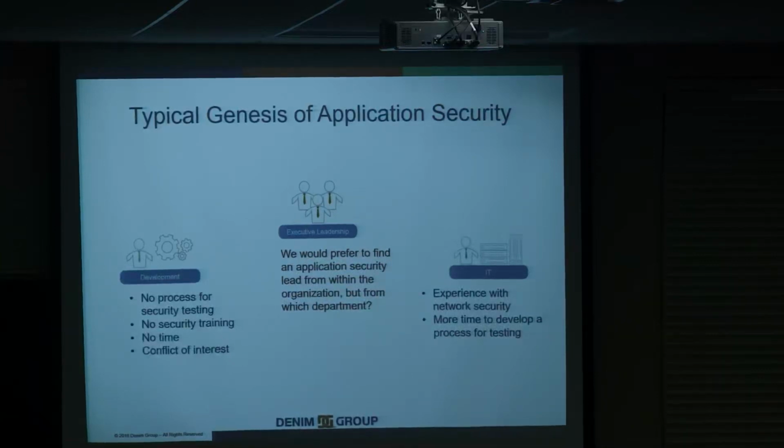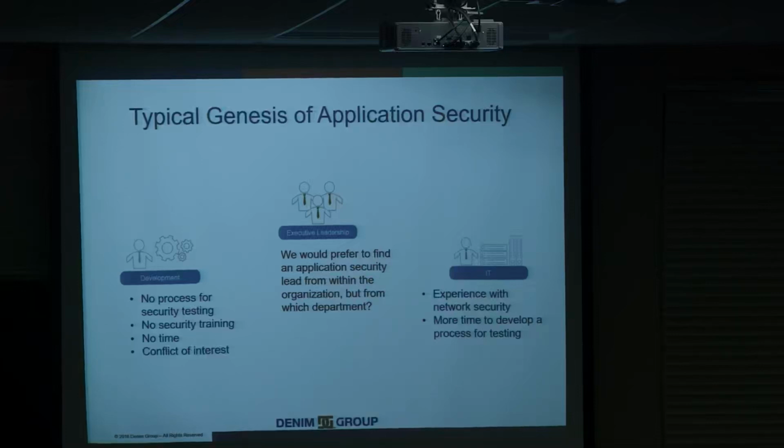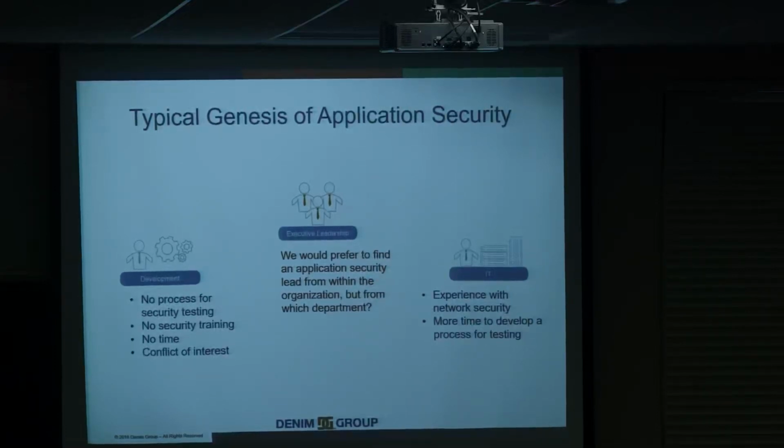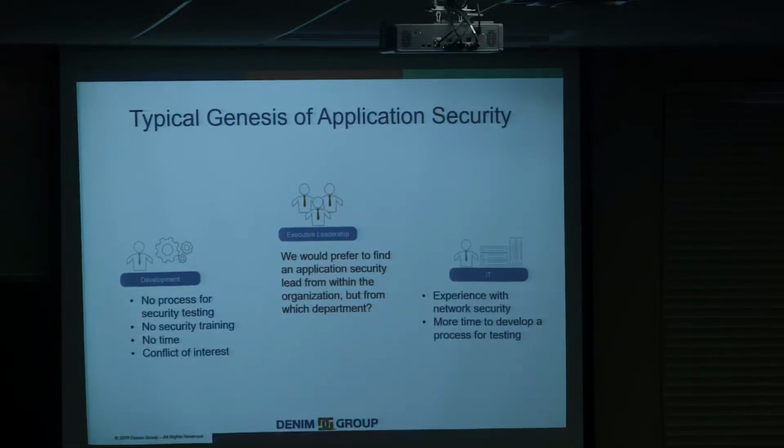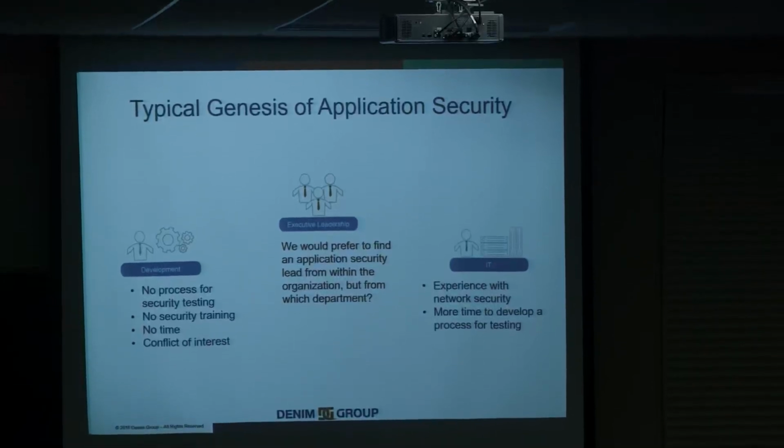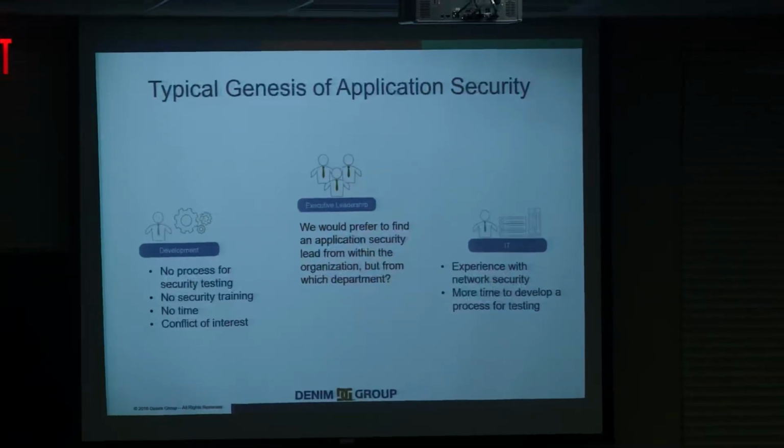They could potentially pull somebody out of development, but these people don't have any process for security testing, no security training, no time, and well, there's a conflict of interest. These are not necessarily security folks. And we also don't want people just doing security tests of their own stuff. So it makes more sense at the time to pull somebody out of IT. IT has security, so clearly our application security person should also come from IT. I think we here in the room know that this is not a terribly wise decision, but to executive leadership, these are the options they're weighing, and so this is a decision that makes sense for them.